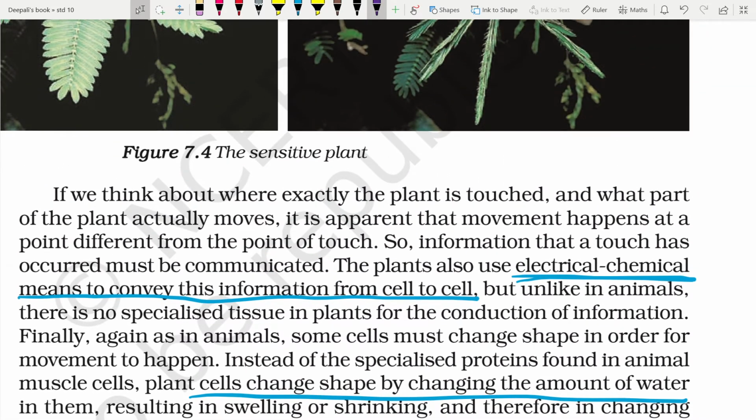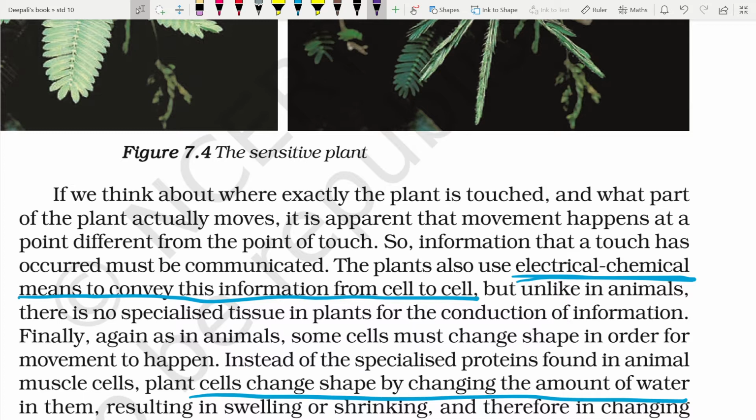So we can easily understand this, that when we try to differentiate the coordination in plants and animals, then animals have a nervous system for controlling and coordination of their body activities, but plants do not have a nervous system nor muscles. Unlike in animals, the plants do not possess any muscular tissue or any specialized protein. Even then, the plant cells change their shape by changing the quantity of water contained therein.